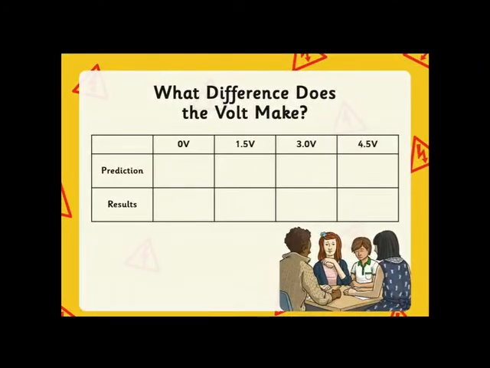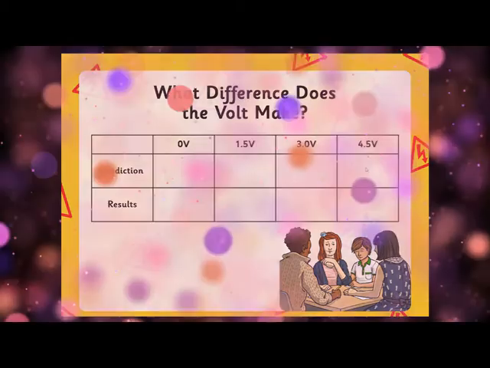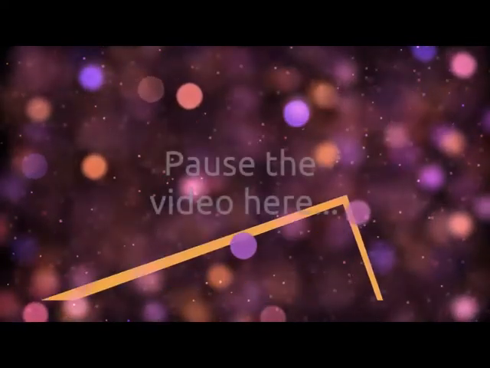What difference does the volt make? What I'd like you to do is, using a pencil and a ruler, draw this chart, and complete the first section, which is prediction. If you had 0 volt, what do you think would happen to the light bulb? 1.5 volt, 3 volt, 4.5. So you're going to make a prediction.